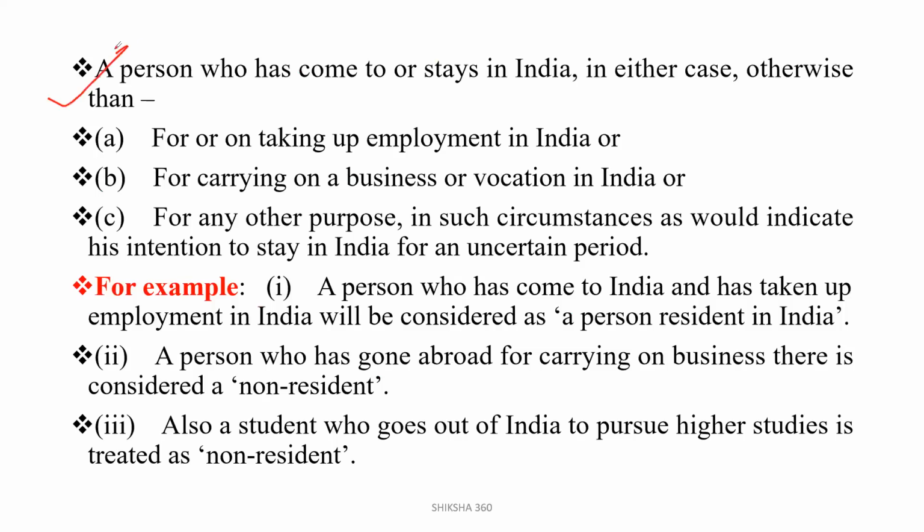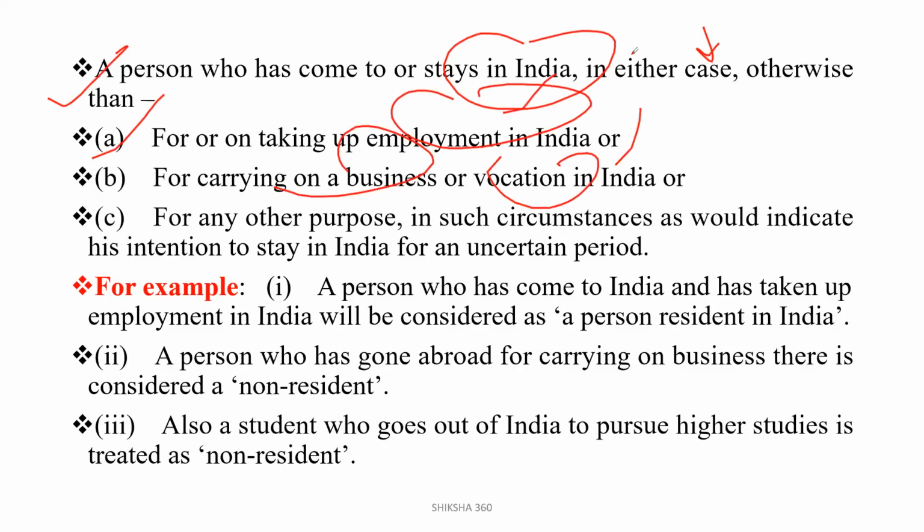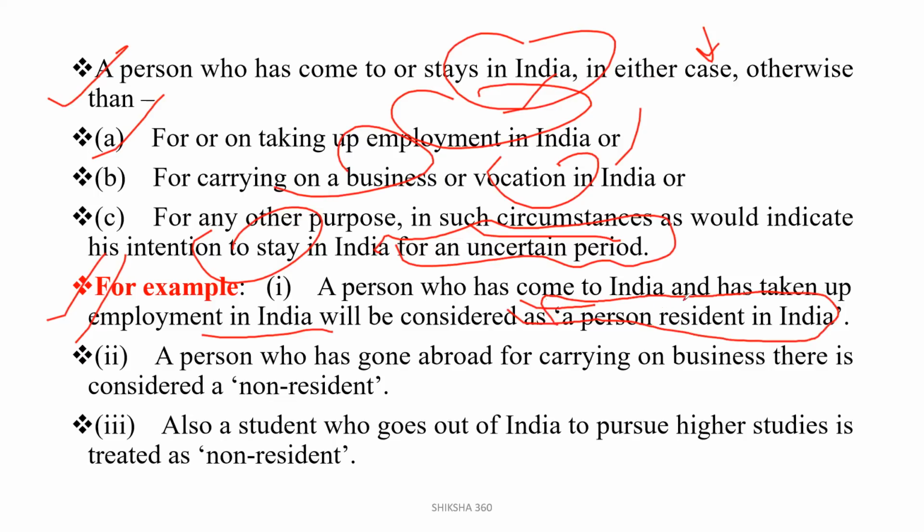Next, a person who has come to or stays in India for taking up employment in India, for carrying on business or vocation in India, in which case he is to be considered a resident, or for any other purpose in such circumstances as would indicate his intention to stay in India for an uncertain period. Now, an example: a person who has come to India and has taken up employment in India will be considered a person resident in India.